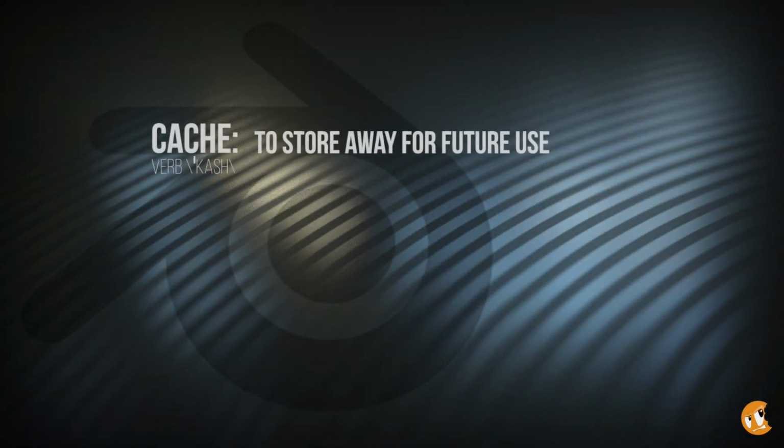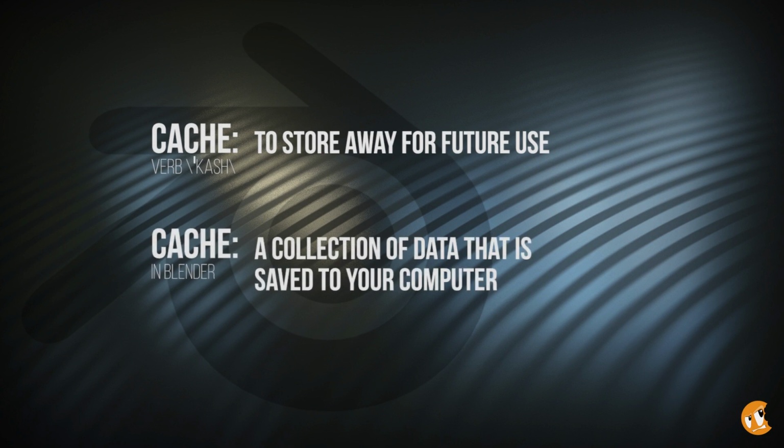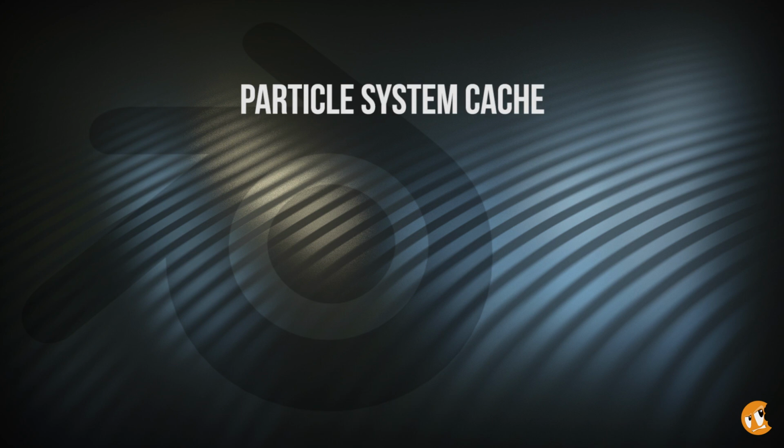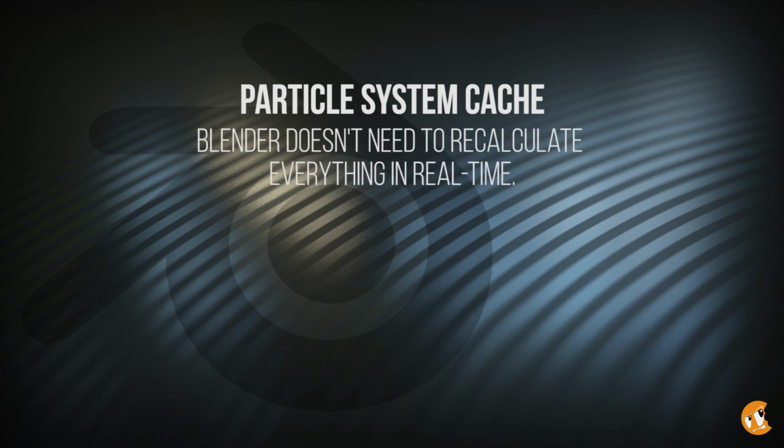The word cache, if used as a verb, means to store away for future use. In Blender, a cache is a collection of data that's saved to your computer. When it comes to particle systems, that means Blender doesn't have to recalculate everything in real time every single time you play through your animation.